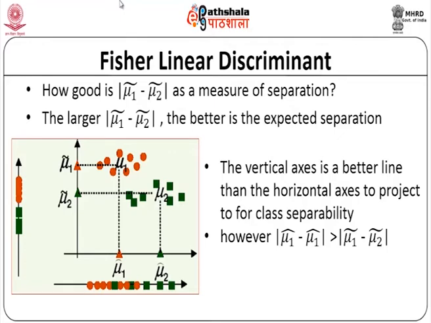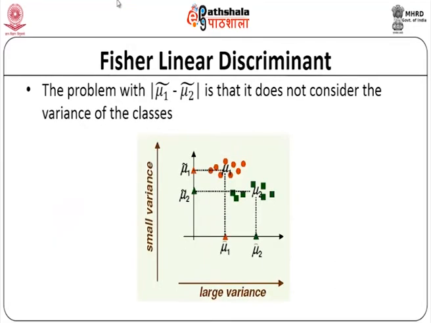However, you will find that the mu2 minus mu1 on the horizontal axis is greater than on the vertical axis. So, the problem with this measure is that it does not consider the variance in the classes. Though the vertical vector gave the better class discrimination, the horizontal vector got selected because of how the measure works. That is because the measure we used did not consider variance: the horizontal had larger variance and the vertical had smaller variance. So, for that reason we have to consider the variance also.